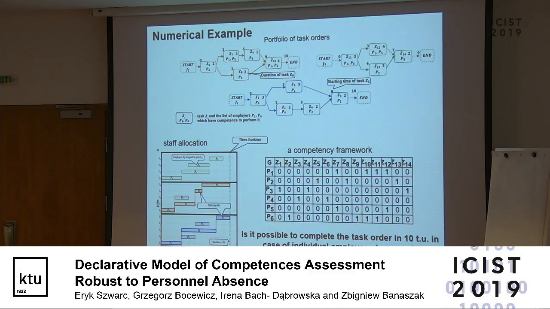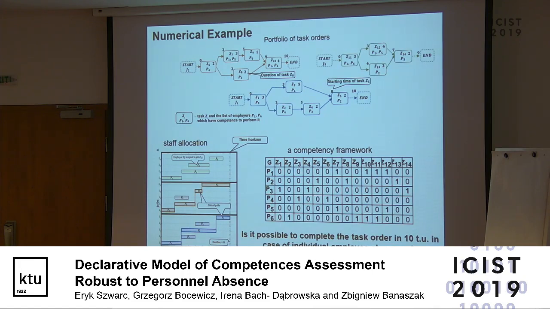So we have a portfolio of 3 simultaneously realized task orders. We have this type of competency framework. We know that by this competency framework we can realize this portfolio on this type of Gantt chart in a 10 time units horizon. And the question is, is it possible to complete these task orders in 10 time units in case of individual employee absences?